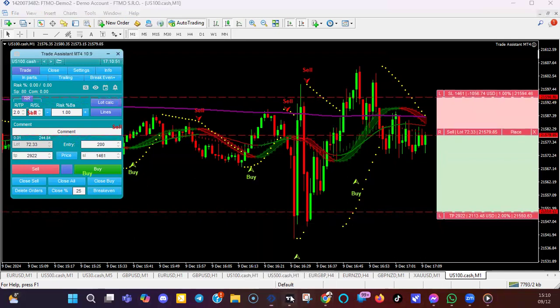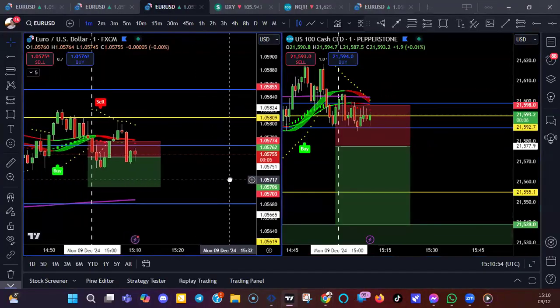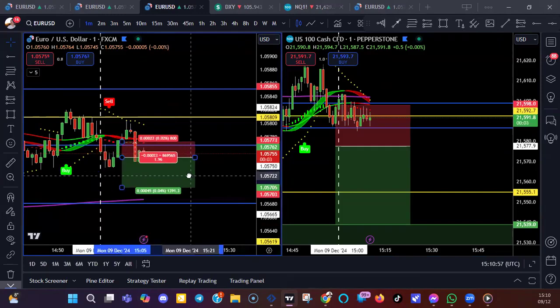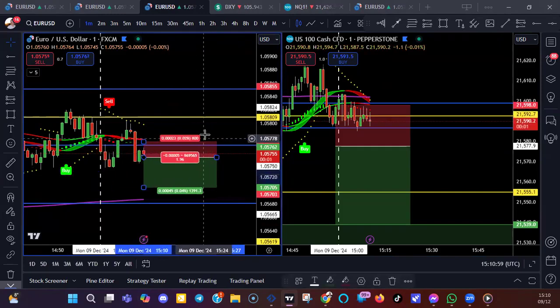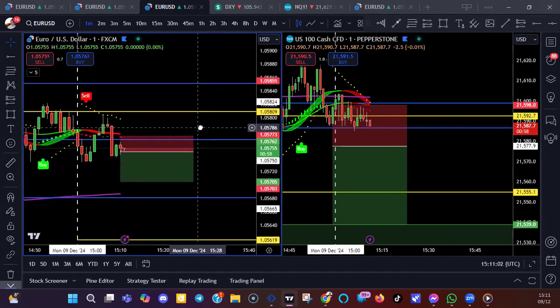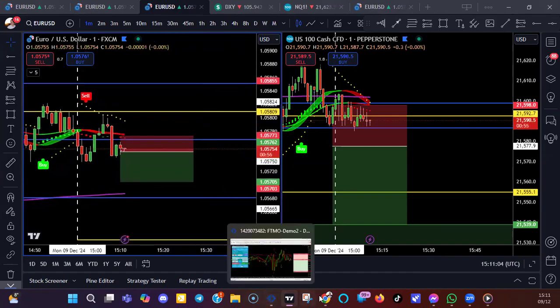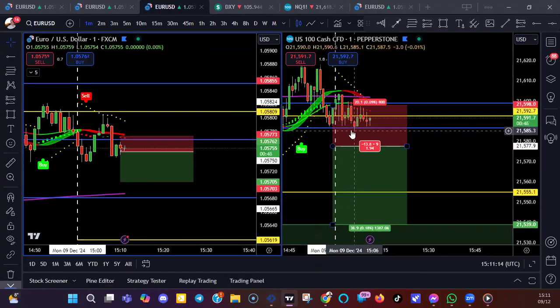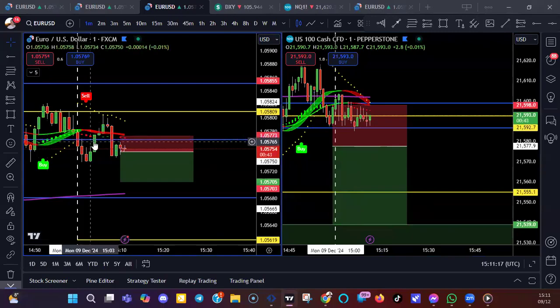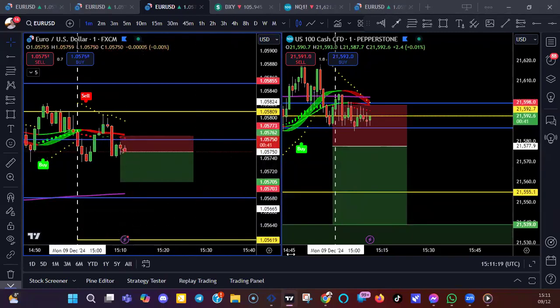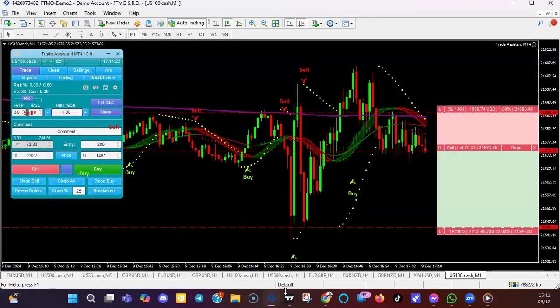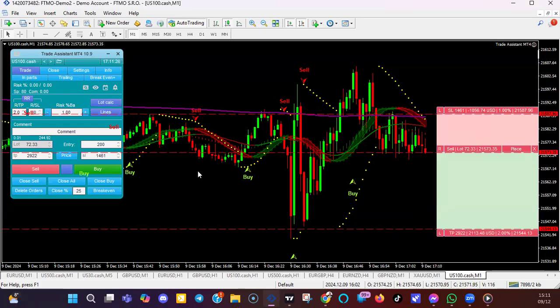I go back to the EUR USD. As you can see, we have a support and resistance line there. That's what's holding that one up, and also more or less the same there. There you go. I'm going to go back on the US 100.